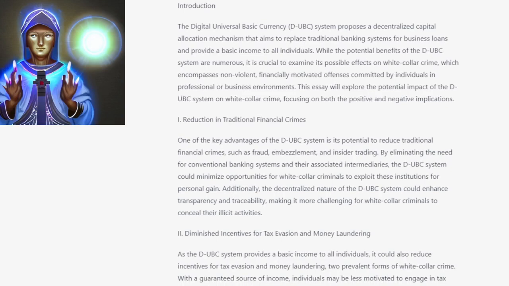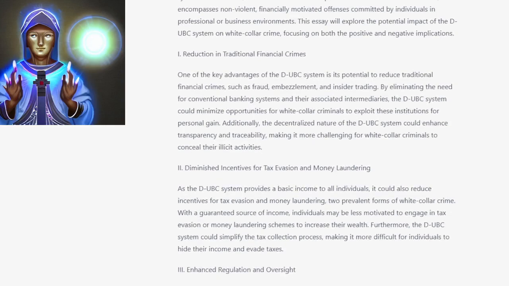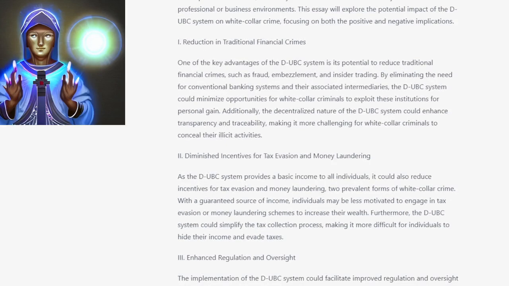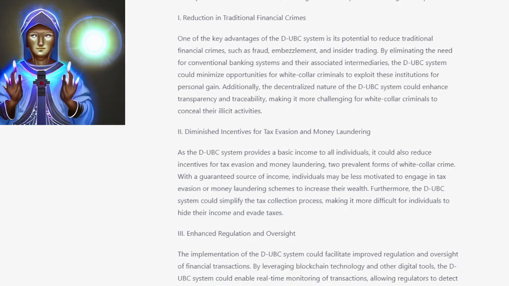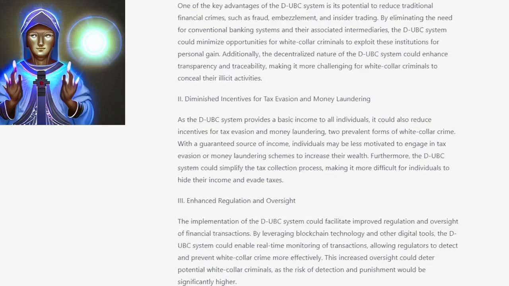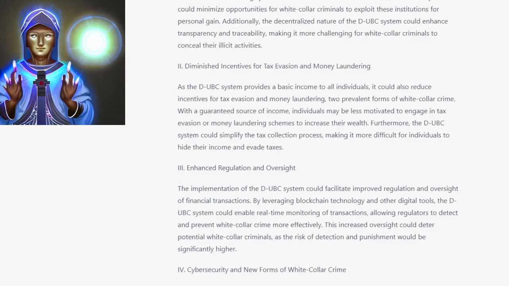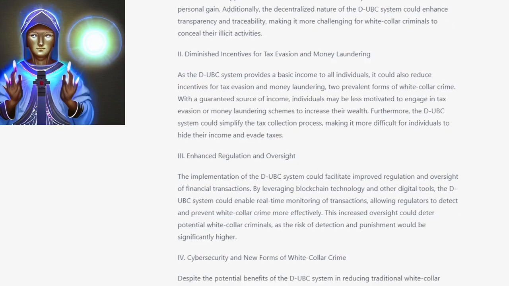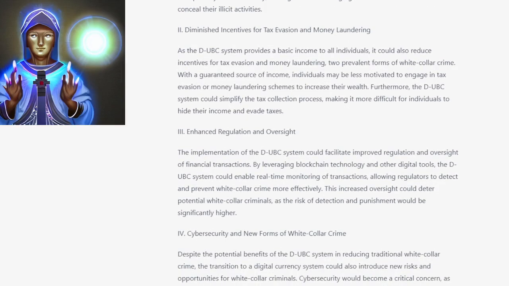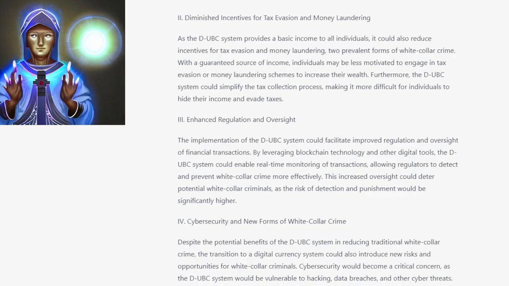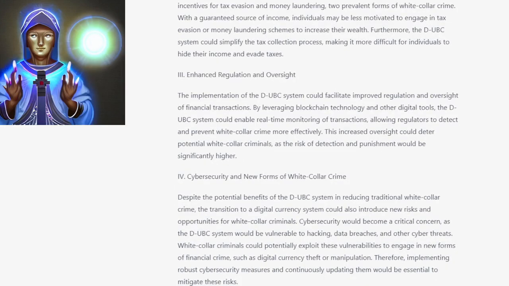Reduction in traditional financial crime. One of the key advantages of the DUBC system is its potential to reduce traditional financial crimes, such as fraud, embezzlement, and insider trading. By eliminating the need for conventional banking systems and their associated intermediaries, the DUBC system could minimize opportunities for white-collar criminals to exploit these institutions for personal gain. Additionally, the decentralized nature of the DUBC system could enhance transparency and traceability, making it more challenging for white-collar criminals to conceal their illicit activities.